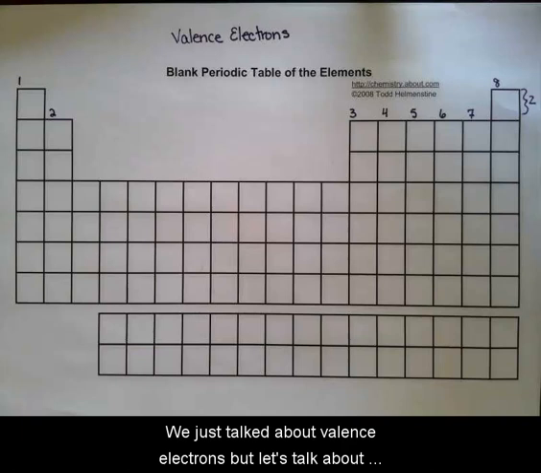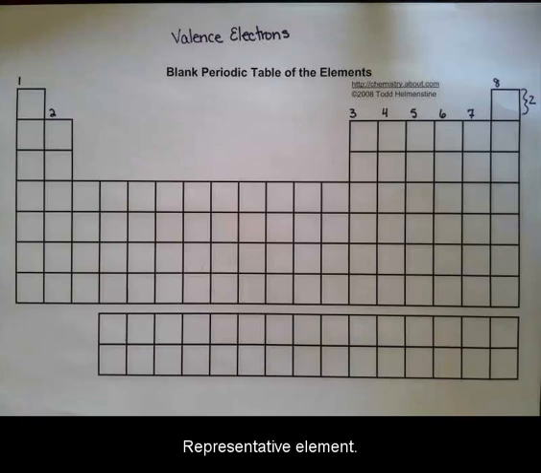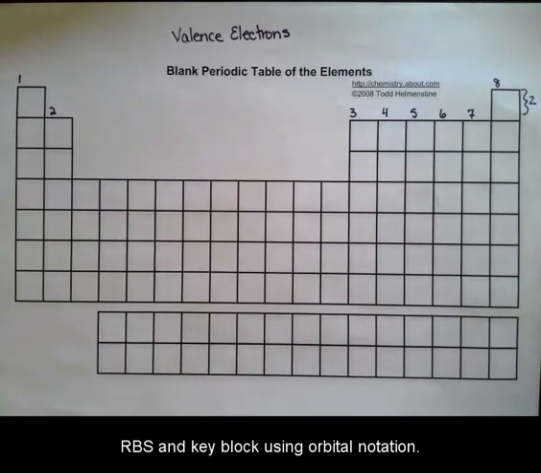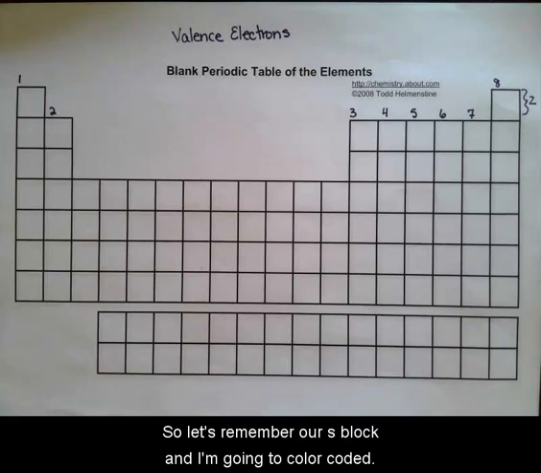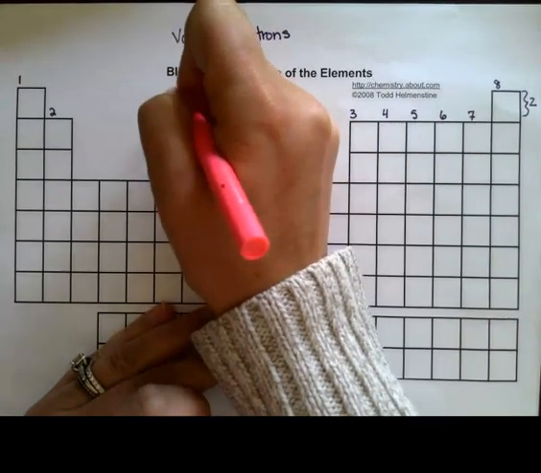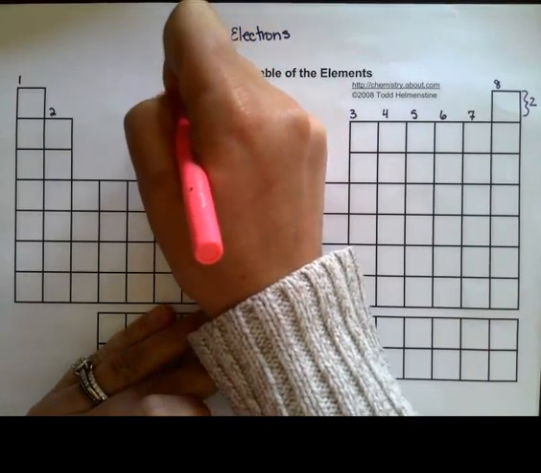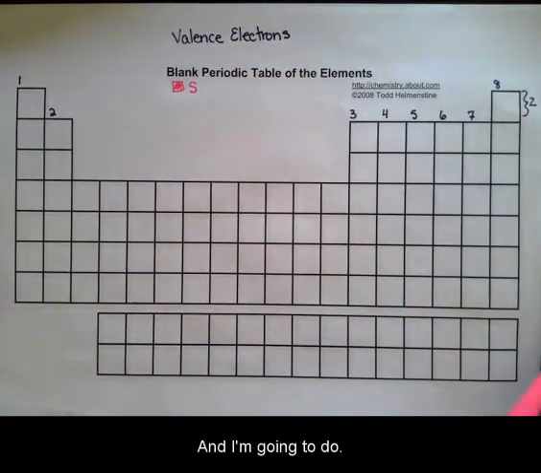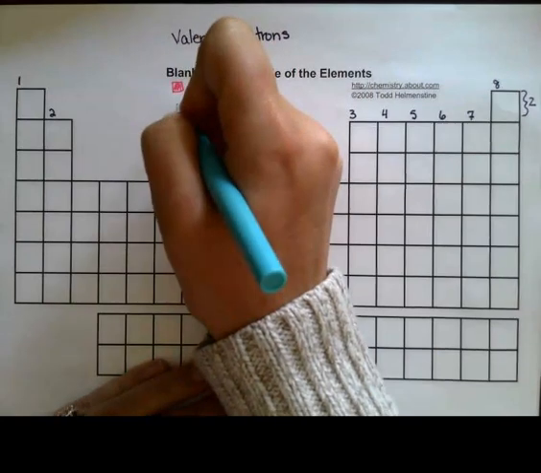We just talked about valence electrons, but let's talk about how we can prove valence electrons, primarily for the representative elements of the S and P block, using orbital notation. So let's remember our S block, and I'm going to color code again. I'm going to do S in pink, and I'm going to do P in blue.